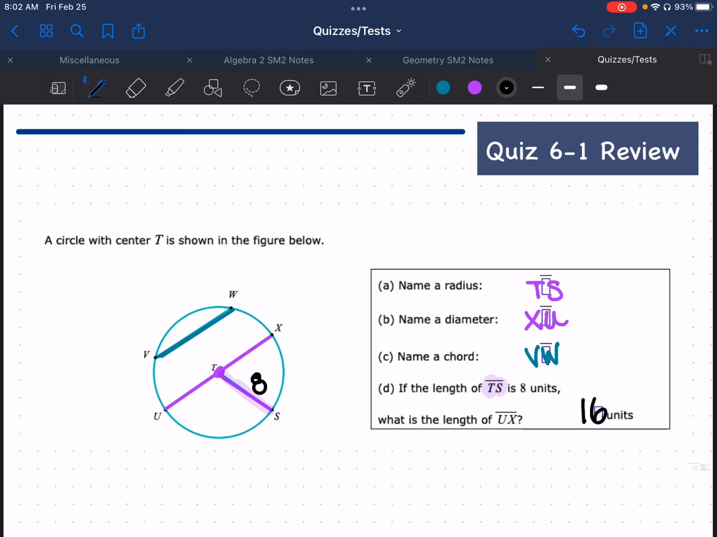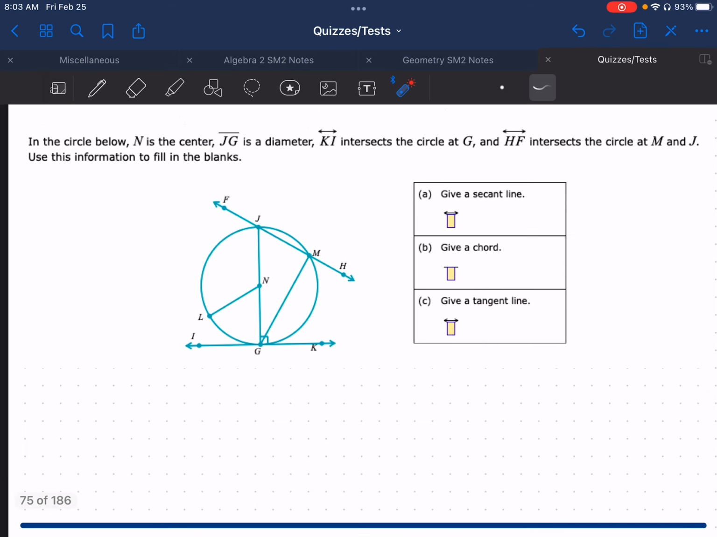Be careful though, sometimes when they ask, they're going to give you the diameter, then you would just divide by 2 to find the radius. All right. And I knew that they were asking for the diameter because they always give one and then ask for the other. And as I can see right here, UX that they're asking for is my diameter right here. Okay. All right. Let's go ahead and take a look at our next question.